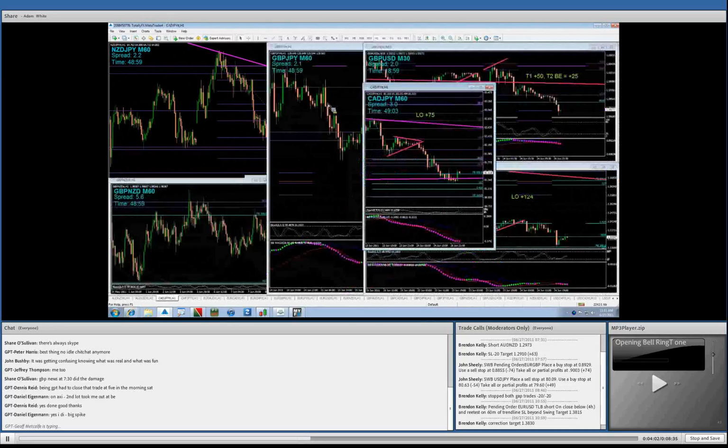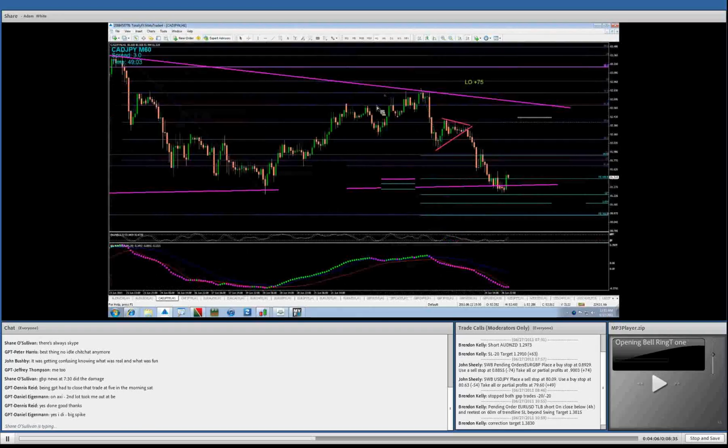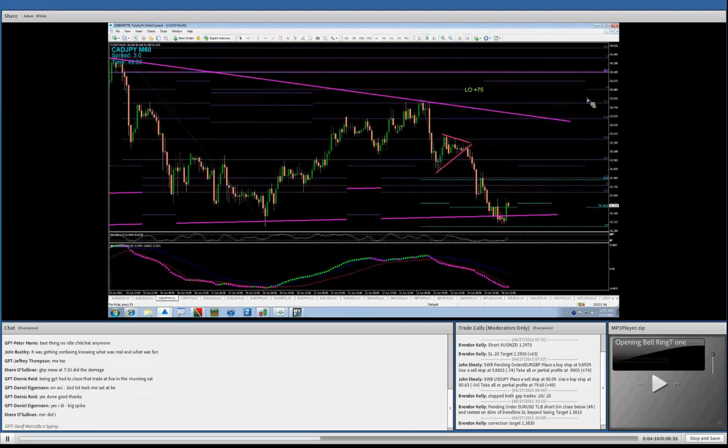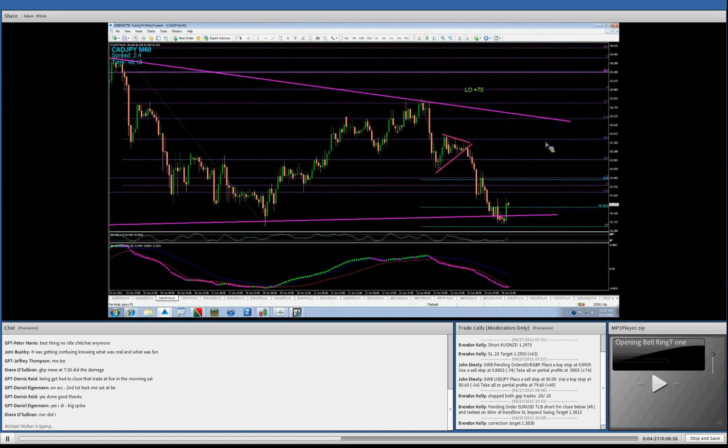Then there was the CAD yen, which was a nice trade. That was a straight out break of a bearish pennant. Big spike, Daniel. I didn't get that on Axie either. It's bizarre. So the CAD yen was a limit out for 75.